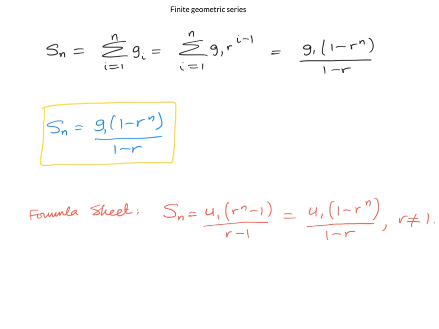The formula booklet writes it this way: Sn equals u1 times r to the n minus 1 over r minus 1. And then it also gives this version, u1 times 1 minus r to the n over 1 minus r, which is the one I prefer, although technically this one is correct. And then it also indicates that r cannot equal 1, which makes sense. You can't divide by 0. So if r were equal to 1, you'd be in trouble. So obviously we're not going to worry about that one.